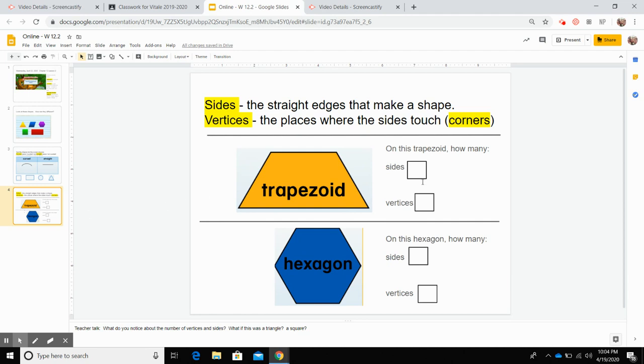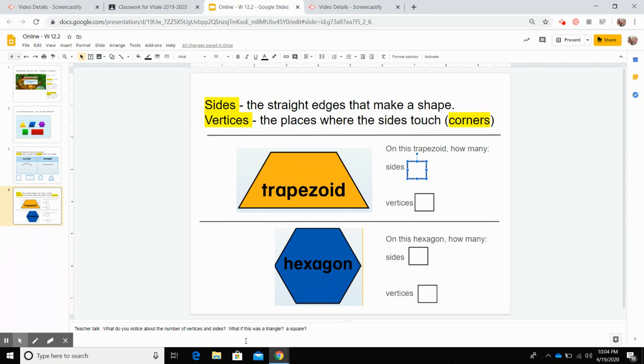And over here, there are some boxes you can click in, or you can write in them if you're doing a paper copy, to tell how many sides, how many straight edges make up this trapezoid, and how many vertices, how many corners. These are the corners here where the lines touch together. Then there's a hexagon, so you can look at this hexagon to see how many straight sides this hexagon has. And then you can look to see how many corners, places where those sides touch, this hexagon has.